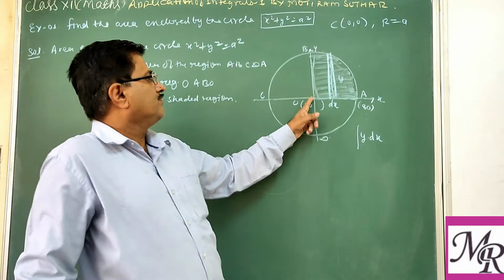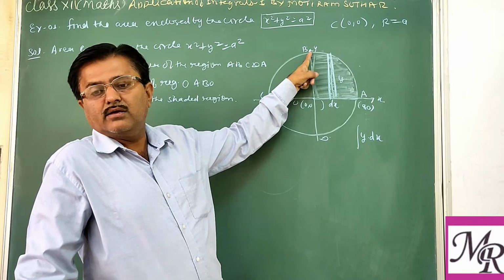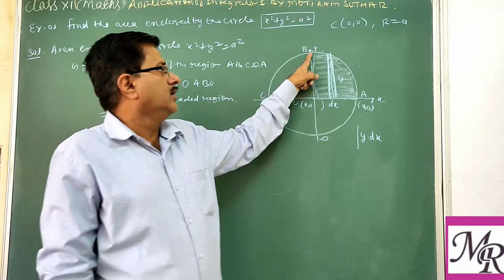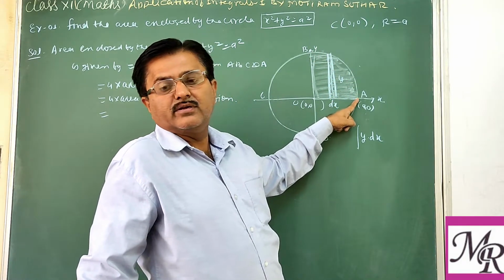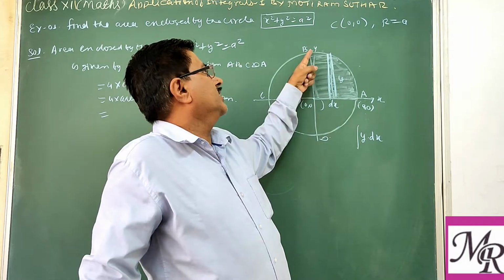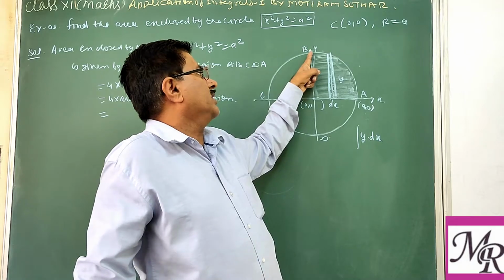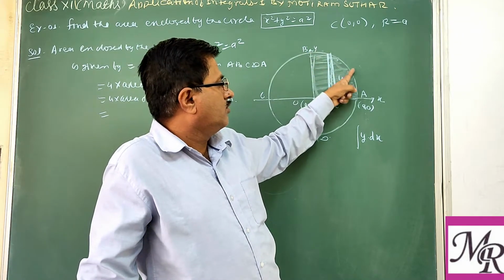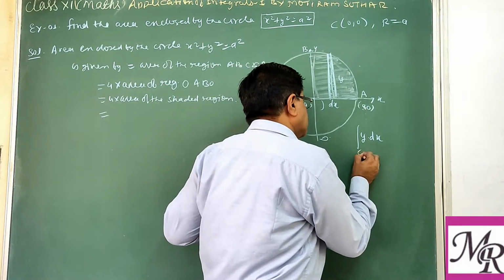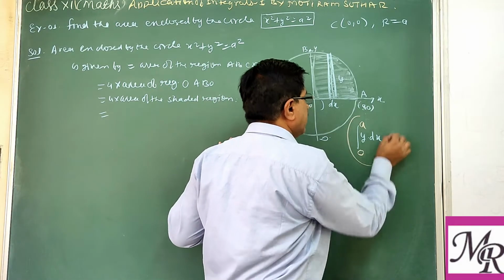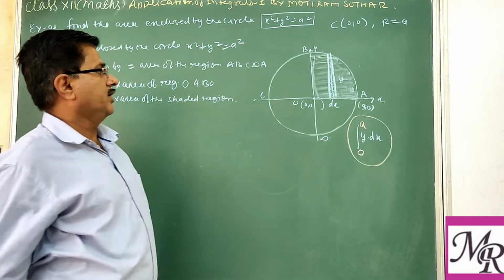So you can say this is our x-axis. Now we are talking about the area of the shaded region. This will start from this point and end at this point. So we are finding the limit of the shaded region with respect to x. Here the value of x is 0 at the origin, and here the value is a. So we can say the limit of this is 0 to a. This is very important: how to select the limit of the shaded region.